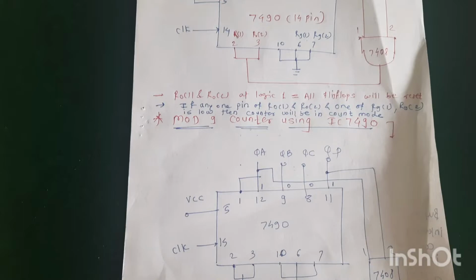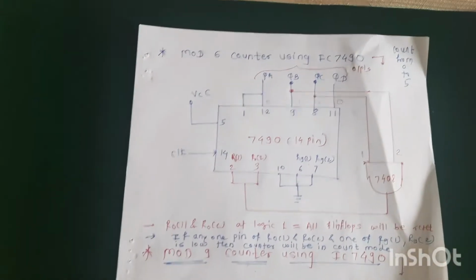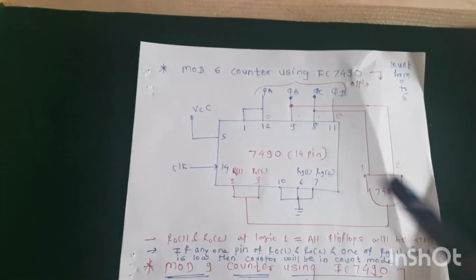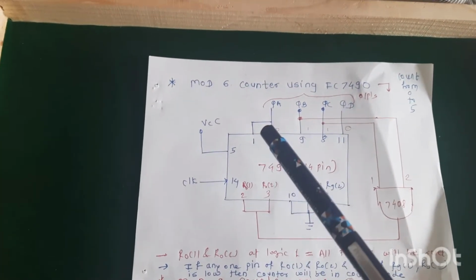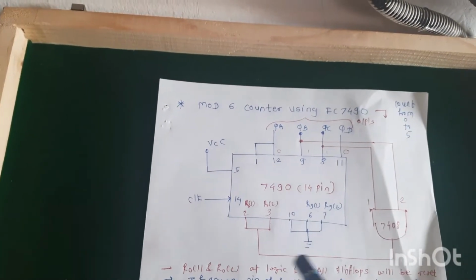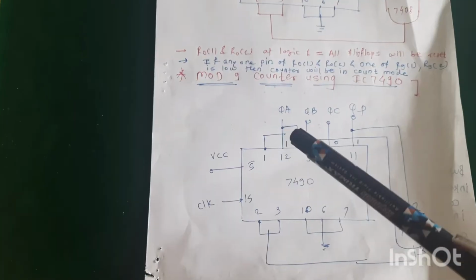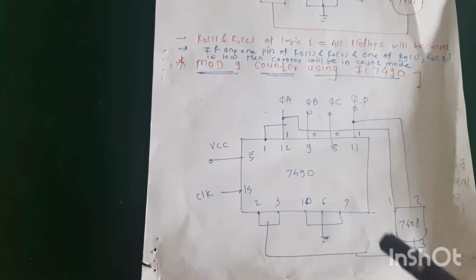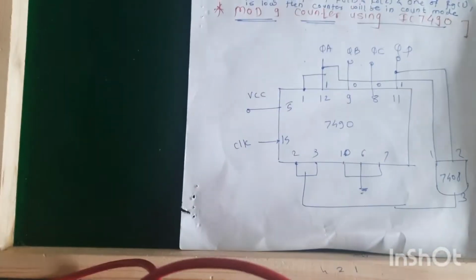Now see the mod 9 counter using IC 7490. As we have just seen the mod 6 counter using IC 7490, where the binary number for 6 is 0110, we connected QB and QC to the AND gate and then to the reset pin. For mod 9, the binary number for 9 is 1001. So we have to connect QA and QD to the AND gate. So we just change the connections. All connections are the same.